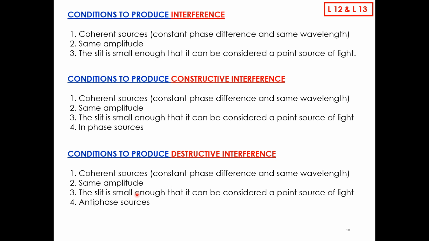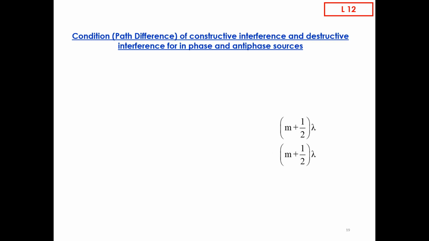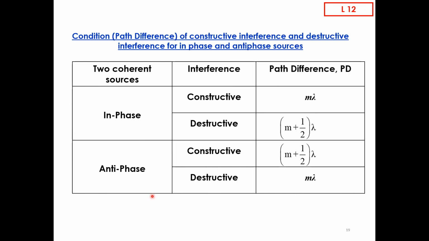Okay, second point, same amplitude. Third point, the slit is small enough that it can be considered a point source of light. And the last one, to produce the destructive interference, we should have the antiphase source. Okay, so this is the summary: the condition for the path difference of constructive interference and destructive interference for in-phase and antiphase source.